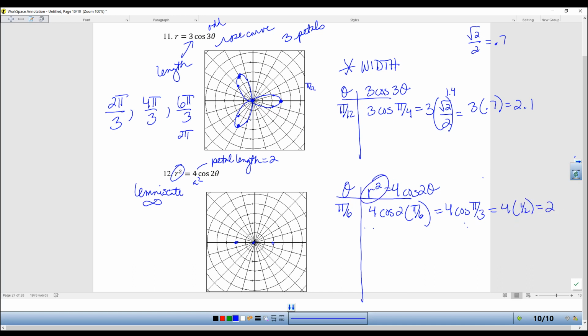But remember, that gave me r squared. So r squared is 2, but r is equal to the square root of 2, which for the 100th time today is 1.4. So where were we? We were on pi 6. So on the pi 6 line, it's 1.4. And I can do that on both sides. And that's how big it is. And I can do it on the other side too. I don't have to find a new point. And there's my little lemniscate.